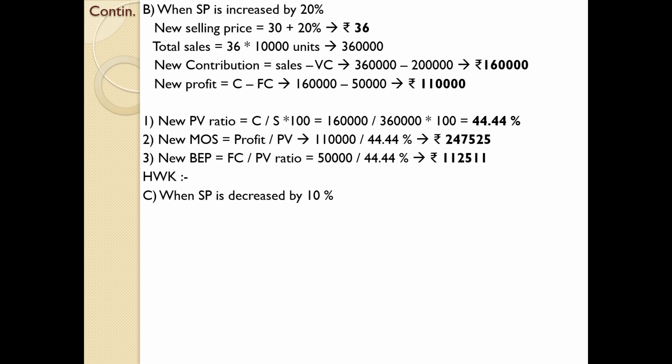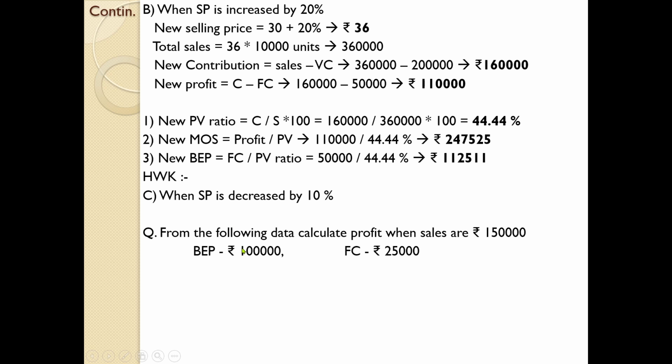So we will go to the next part. From the following data, calculate profit when sales are 1,50,000. So let us go to the details. Break-even point 1 lakh is given.